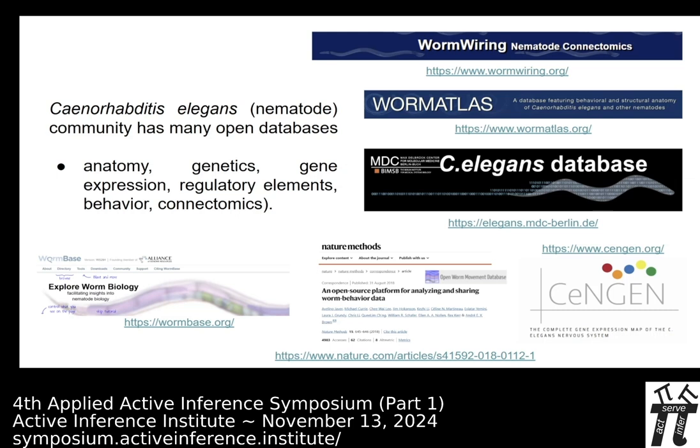The C. elegans database, run by MDC in Berlin, features a lot of data on proteomics and RNA. And so this is another database that we have available. CenGen is a database of gene expression in C. elegans in the nervous system. So we can build a model of the connectome. We can have the WormWiring data set, CenGen data, the WormAtlas, the MDC C. elegans database, and we can actually produce a study from it. So we have all those layers of data that we can include in, say, a model or in an analysis.